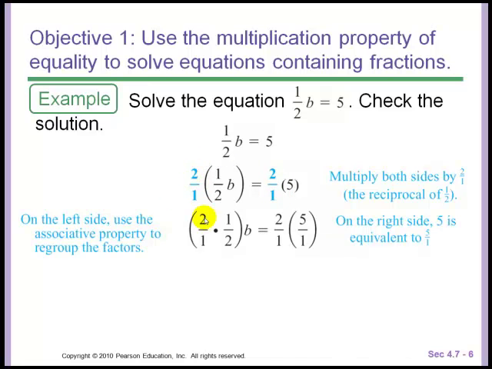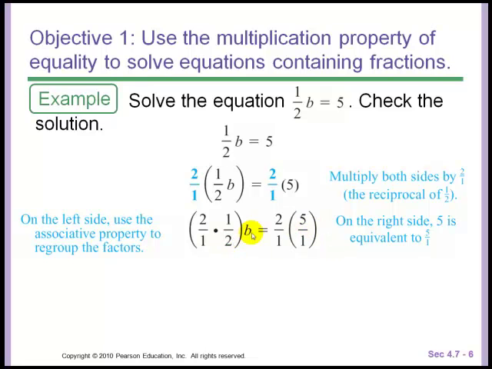On the left side, we can regroup using the associative property. Remember, what you have here are three things being multiplied. There's a multiplication here and a multiplication here. When you are doing all multiplication, it does not matter which ones we do first. So instead of doing the 1/2 times b first, we can do the 2 times 1 times the 1/2 first.